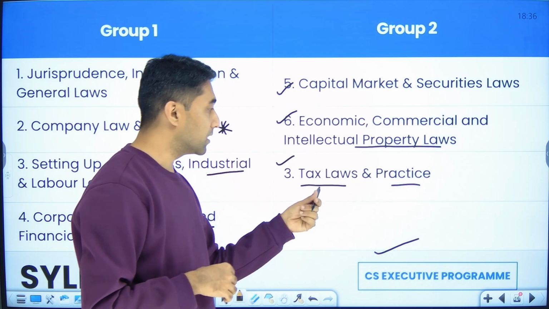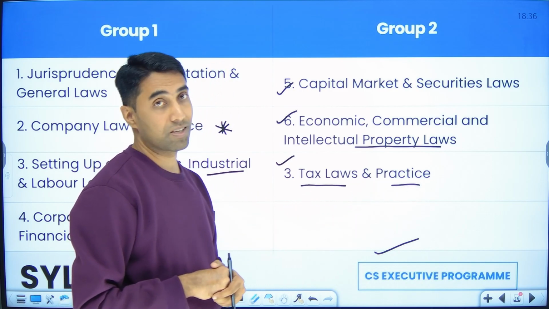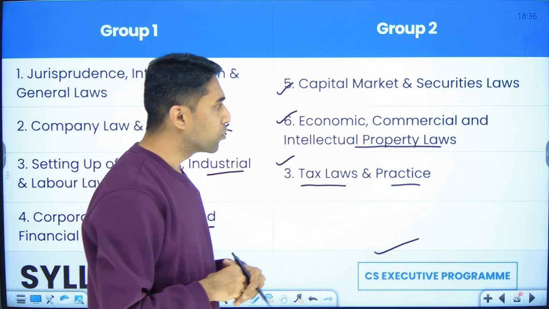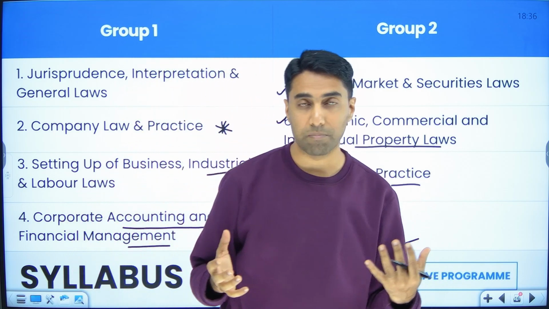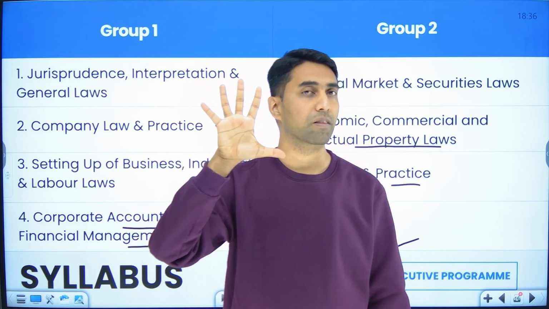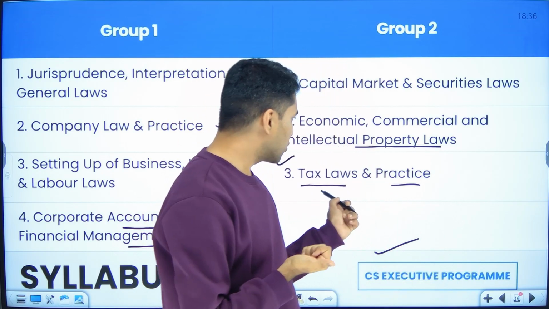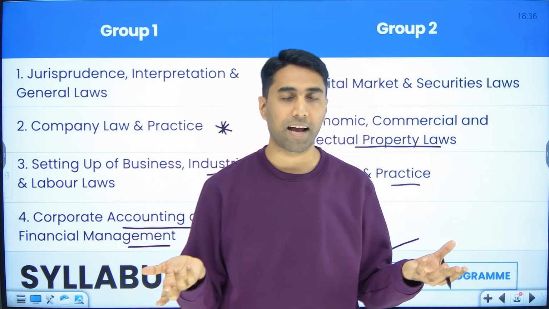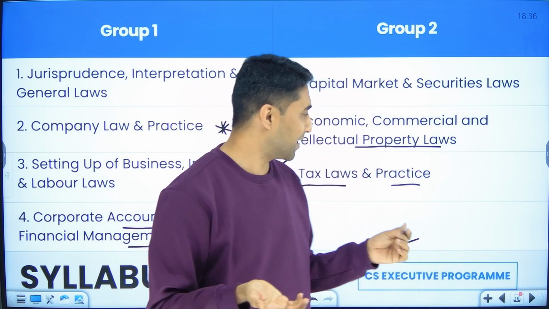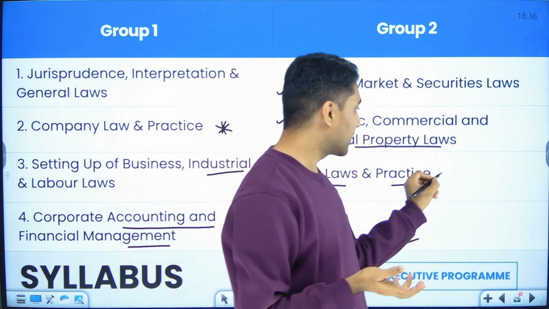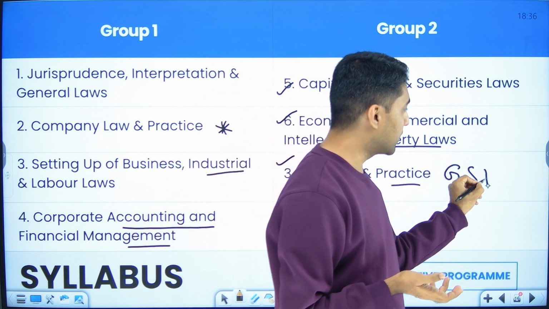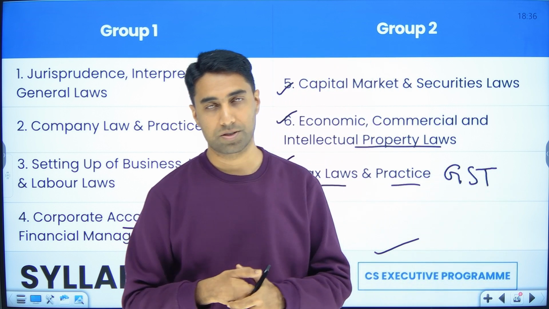Again, this is a problem based subject and you have theory also. So overall, in the 7 subjects, 5 are purely law or theory based subjects. The other 2, tax is also law, but you have some problems. End of the day, tax is a law subject, tax laws and practice. In that you have GST also, direct tax and indirect tax, all right?